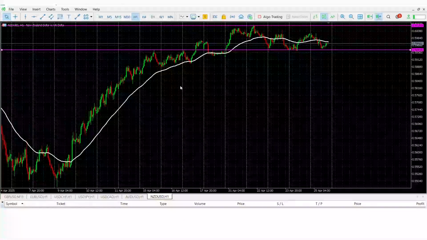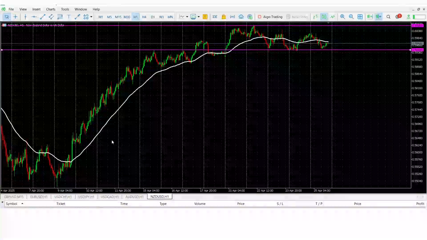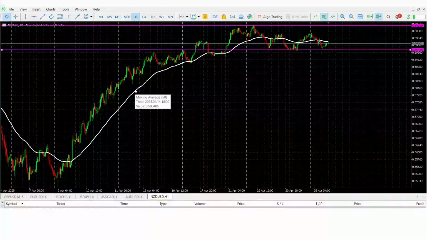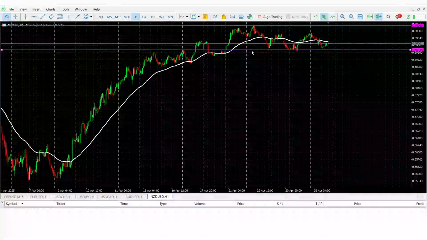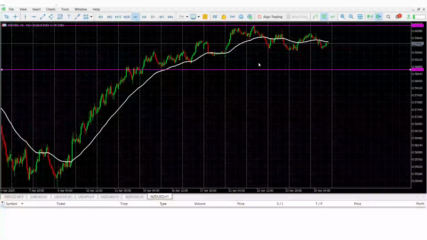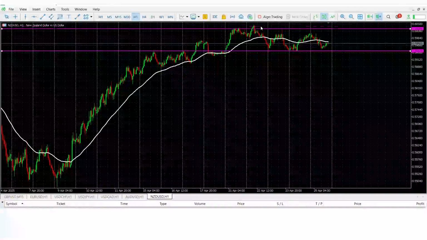So this is what you need to understand. I always use the trend line and the moving average when the market is trending, and I use the horizontal line when the market is in a range. So this is the horizontal line. I use it to connect the lows and the highs, right?